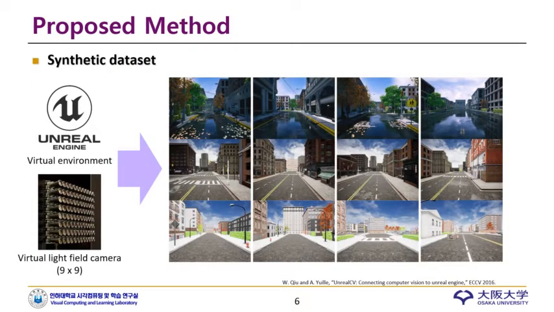To overcome this limitation, we use a graphics-generated photorealistic video simulated in a virtual environment. We use Unreal CV to collect the synthetic light field video consisting of 9 by 9 sub-aperture images. Since we are using synthetic light field data, it is able to overcome the limitations of previous light field images, such as low spatial and angular resolution and small baseline.